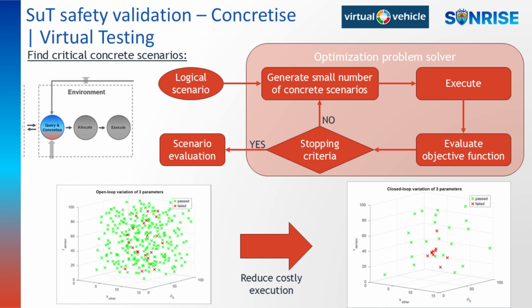A black box optimizer iteratively generates concrete scenarios based on the outcomes of previous simulations. An example scenario with a three-dimensional parameter space illustrates the potential reduction in computation effort in comparison to an open-loop sampling approach, due to the closed-loop method's focus on hazardous cases.